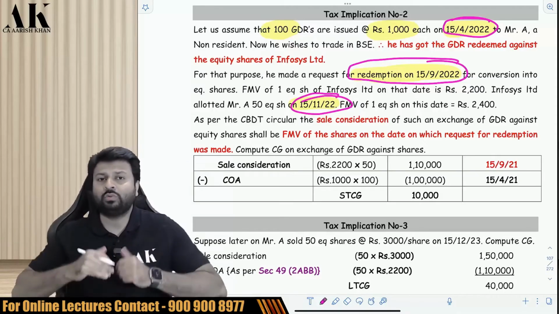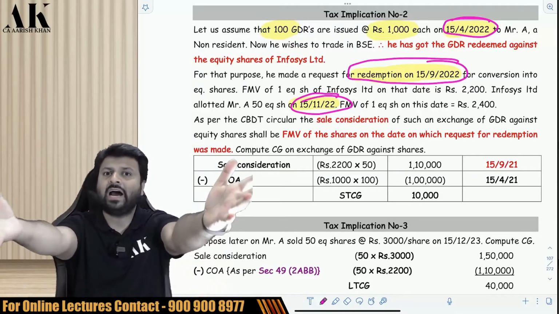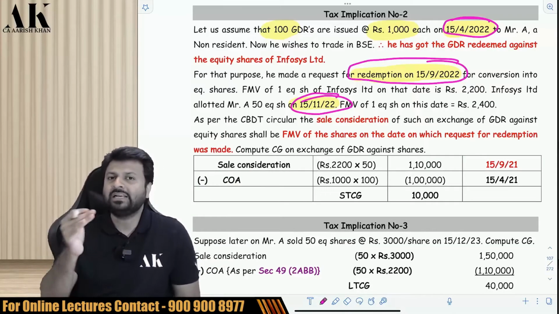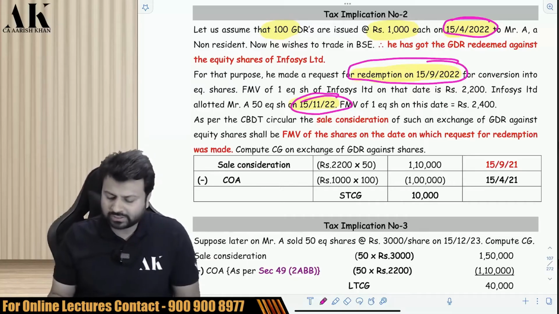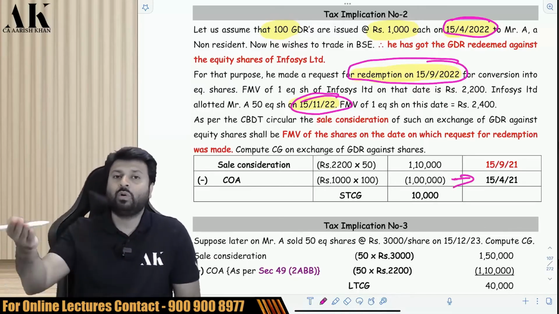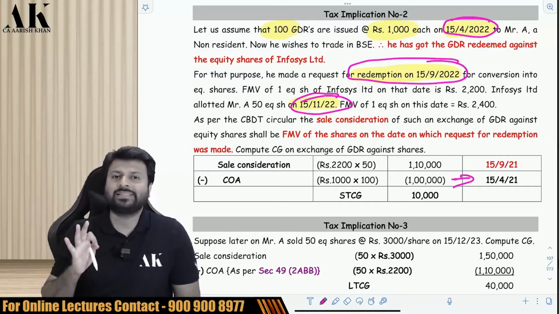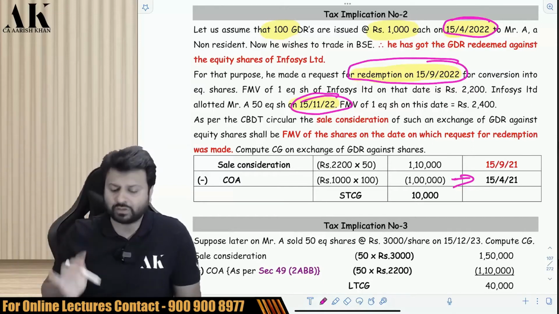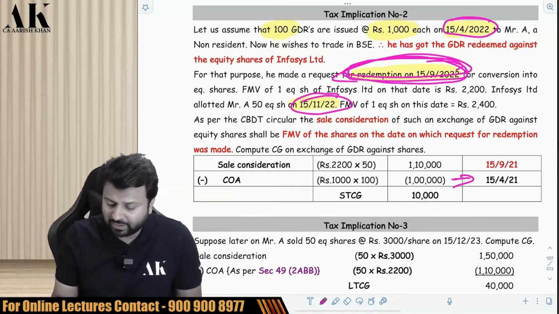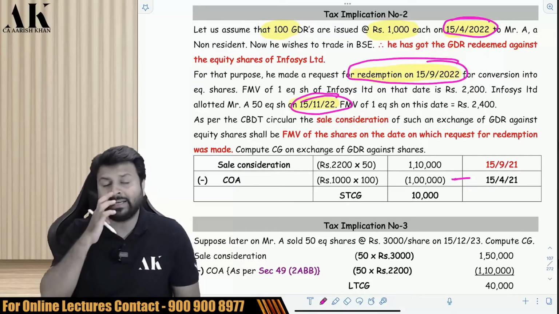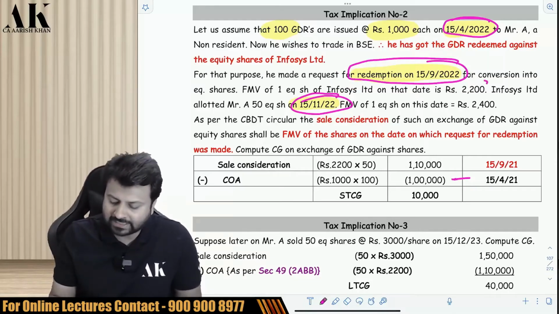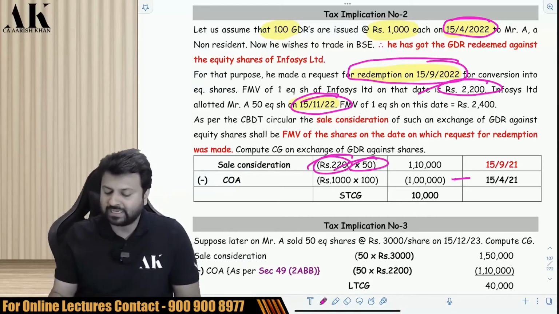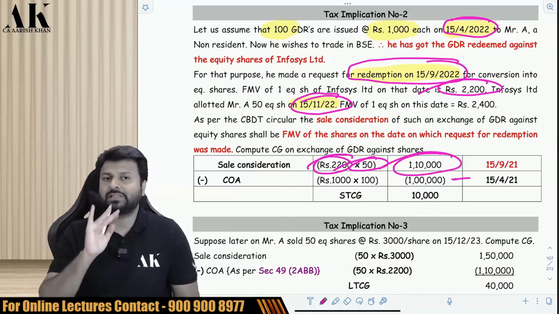Now, this is amounting to what? Transfer of capital asset. You are giving GDR. You are taking shares. So, how will the capital gains be computed? The capital gains will be computed as sale consideration minus cost. What is cost? Cost is nothing but 1 lakh rupees, your cost of GDR. What is the sale consideration you are going to write? So the government says that here you have to write the fair market value of the GDR on the date on which the request of redemption was made. Therefore, you have to take the fair market value of the shares on 15th of September, because that is the date on which the request for redemption was made. And in our example, the fair market value on that date is 2,200 rupees. So 2,200 into 50 shares will give you the fair market value, and that will become the sale consideration.